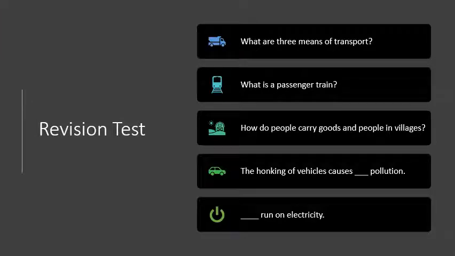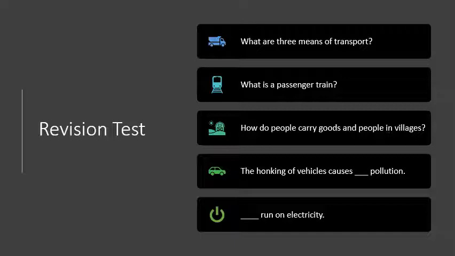So students, we have revised the chapter. Now we will have a short revision test. This test you have to do in your EVS copy. You will write down the questions also. The first question is, what are three means of transport? You will write down the answer. Then the second question: what is a passenger train? You will copy down the question and then write down the answer.